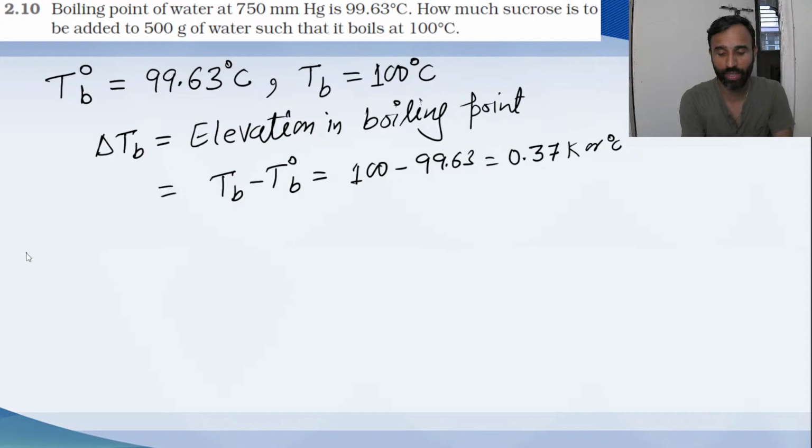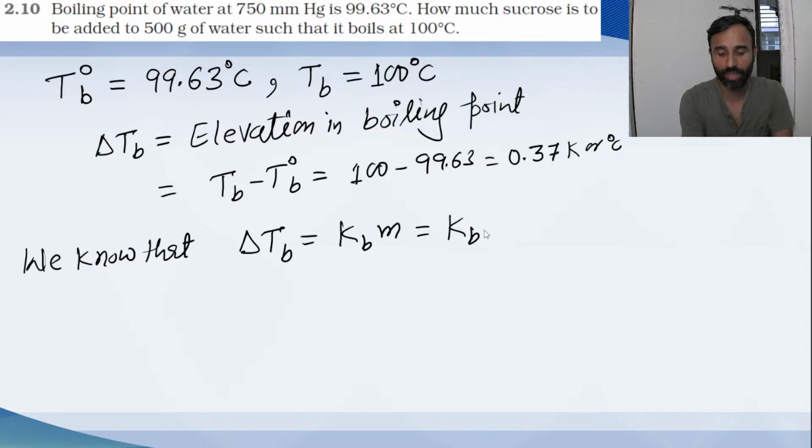Now we know that delta TB equal to i Kb m, but because sucrose is non-electrolyte, Van't Hoff factor does not play any role. It is equal to 1 only. Okay, so delta TB equal to Kb m, but small m molality is not given. Kb is molal elevation constant. So Kb into, expanded further, molality equal to weight of solute in gram, molar mass of the solute, weight of solvent in gram, into 1000.